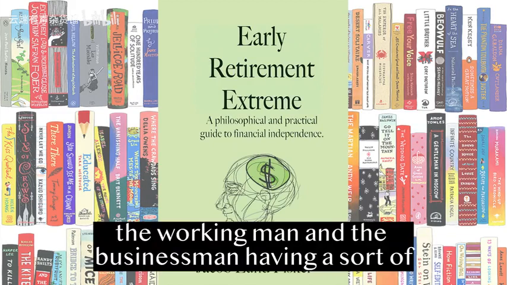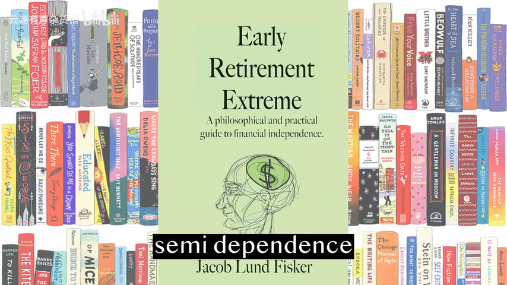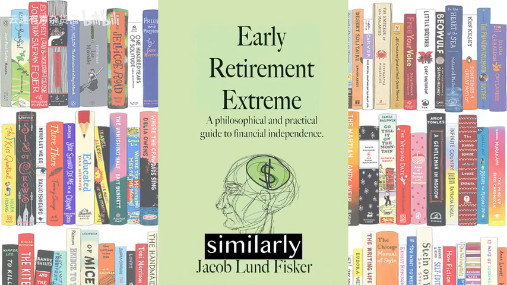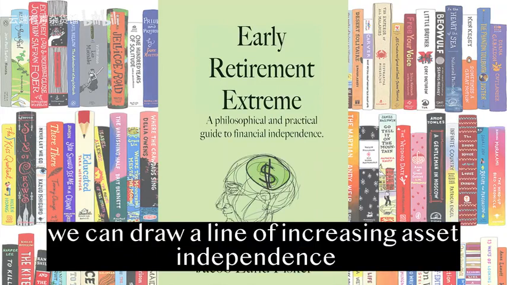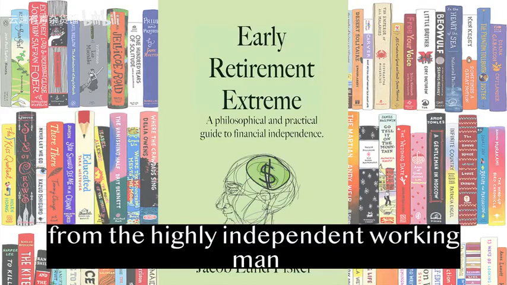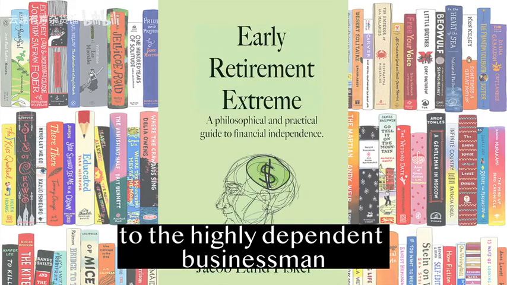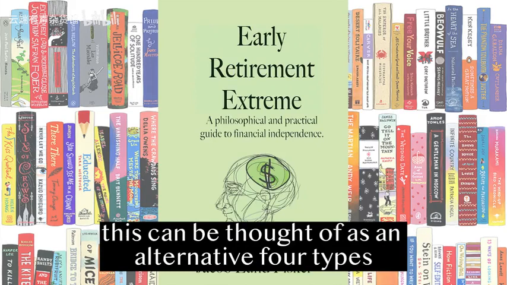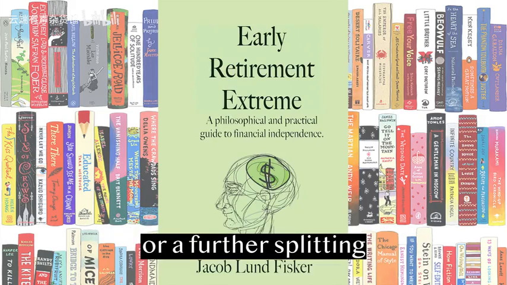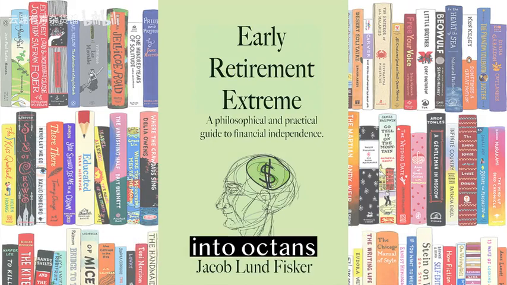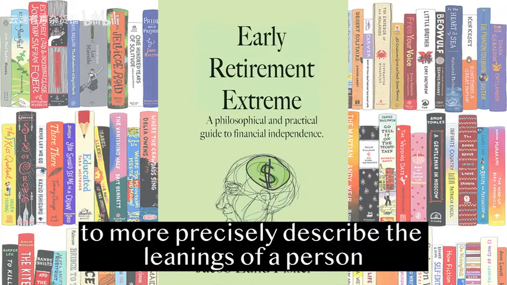with the working man and the businessman having a sort of semi-dependence. Similarly, we can draw a line of increasing asset independence from the highly independent working man to the highly dependent businessman. This can be thought of as an alternative 4 types or a further splitting into octants to more precisely describe the leanings of a person.